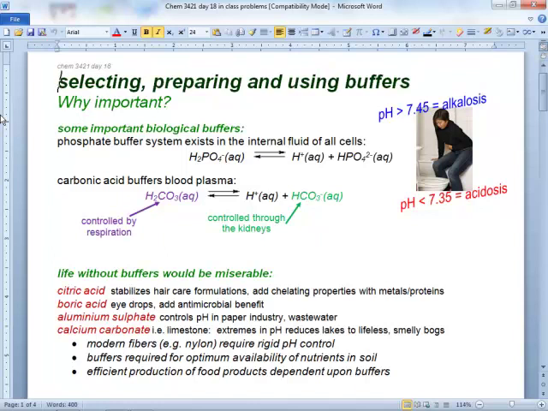And every single cell has a buffering system going on here, right? I call this a buffer, H2PO4 minus and HPO4 minus 2. We'll see why it's a buffer. I say this is a buffer, carbonic acid mixed with bicarbonate. Okay. You have all these other buffers all over the place. Stabilizing hair, boric acid, calcium carbonate. They're all over the place. Buffers are a really big deal. If you didn't have buffers, I mean, I guess the poor lady would get sick.